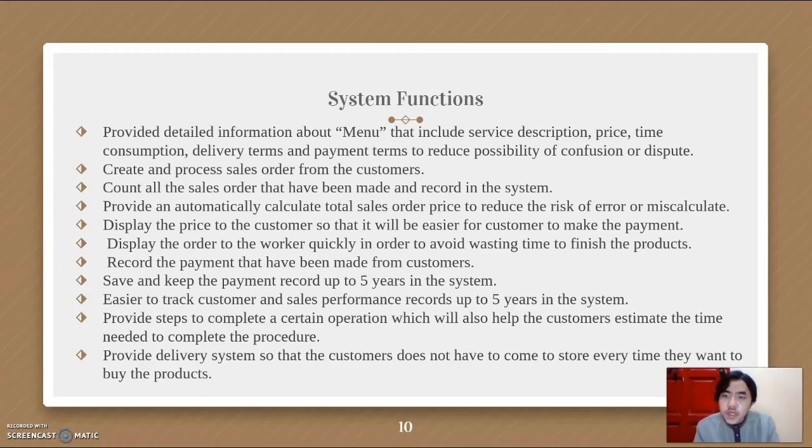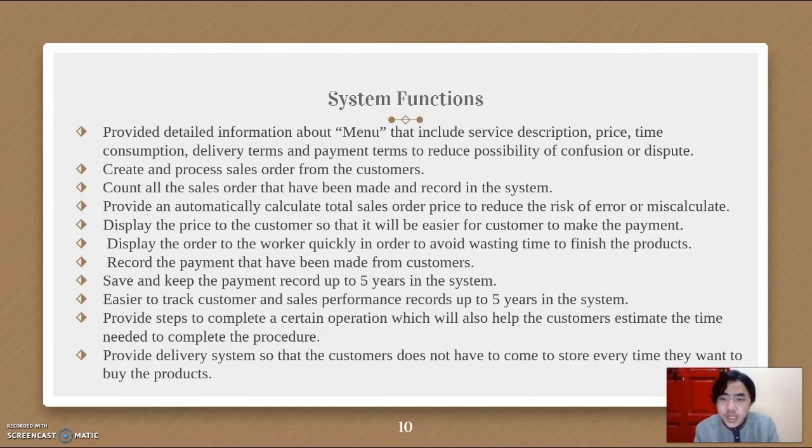First is to provide detailed information about the menu that includes service description, price, time consumption, delivery terms, and payment terms to reduce the possibility of confusion or dispute. Next is to create and process sale orders from the customer. It also counts all the sale orders that have been made and recorded in the system. Other than that, it also automatically calculates the total sale order price to reduce the risk of error or miscalculation.